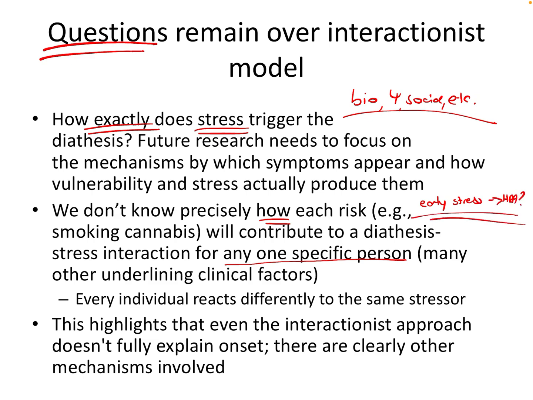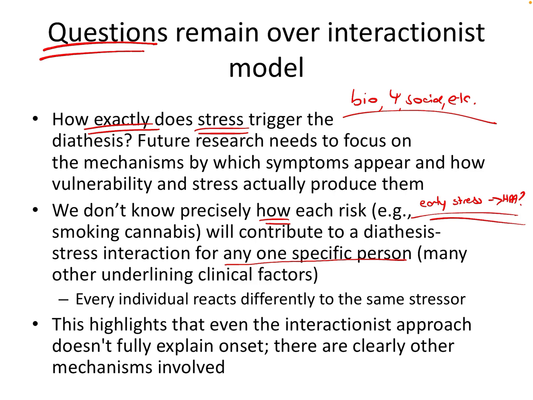So although we know and we can observe that having some sort of diathesis or some internal vulnerability does seem to interact with some sort of external stressor, there are so many different combinations of these diatheses and so many combinations of these stresses that it is impossible to know for any one individual how that is going to turn out. We can't predict how likely it is somebody is going to develop schizophrenia just by assessing their genetic vulnerability or just by seeing how much they've smoked cannabis.